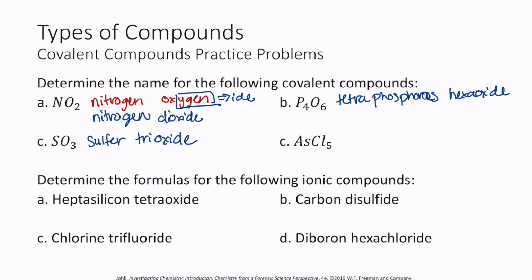Notice that there are no metals present in any of these compounds. So if you see a metal, you don't have to use the prefixes. The only time you will use the prefixes is when you are naming covalent compounds.